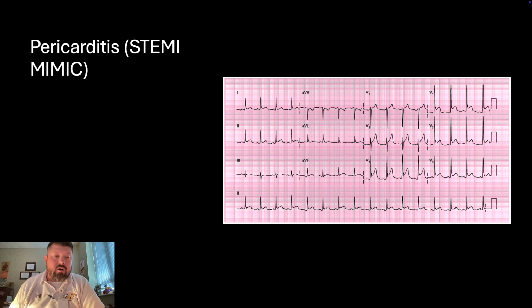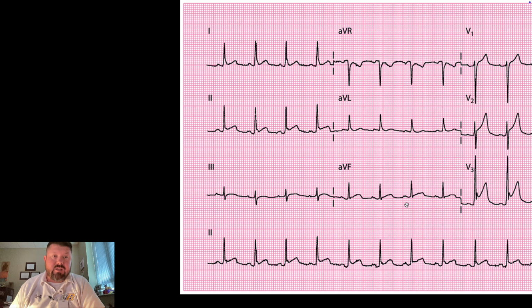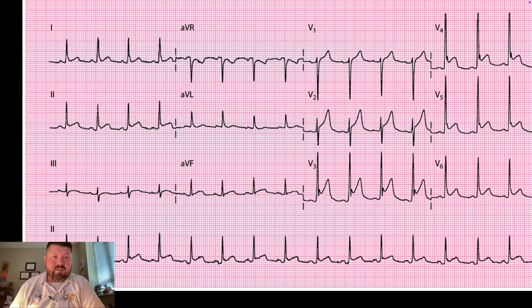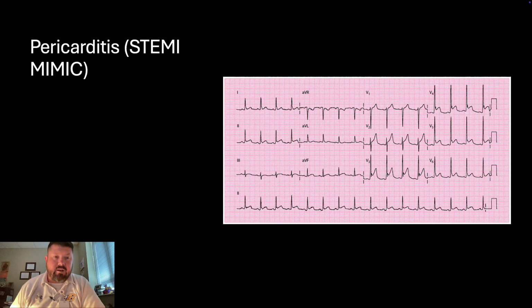So you may see the ST elevation in contiguous leads, but you're also going to see them across the board. So if you notice in your V leads here, you've got ST elevation across the board, but you've also got that concave ST segment there as well. So history is going to play a huge part in diagnosing this.